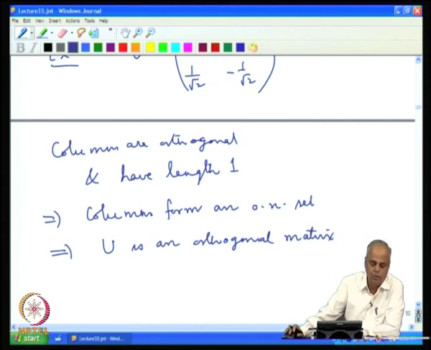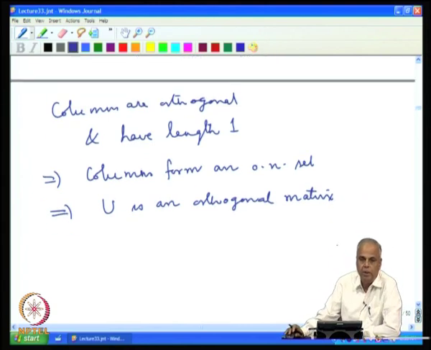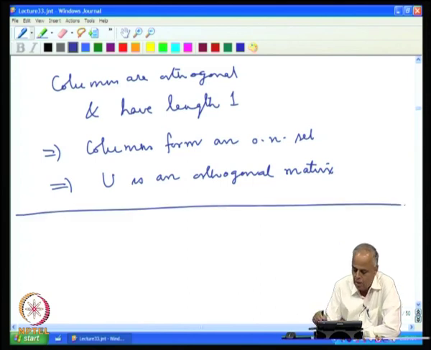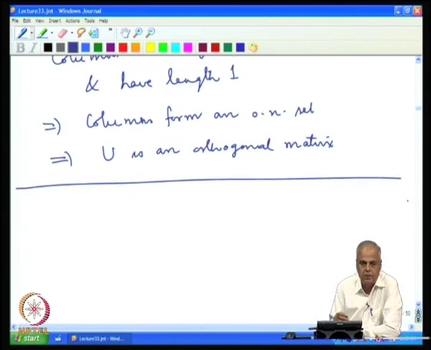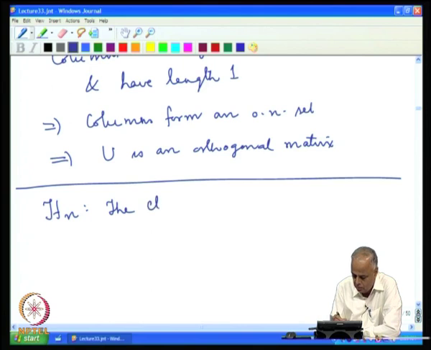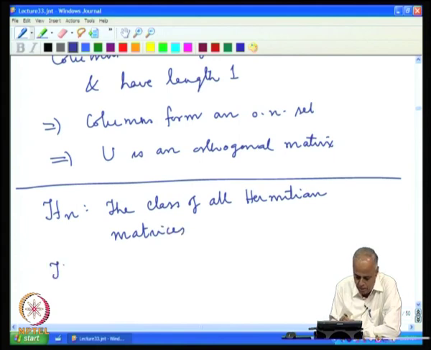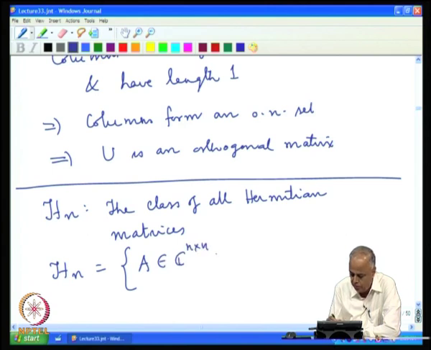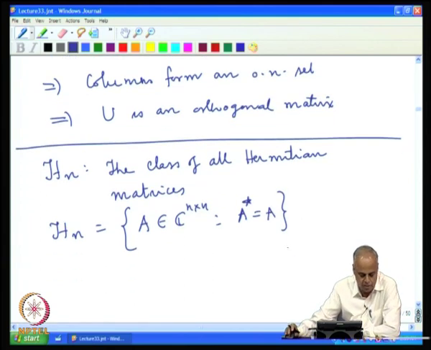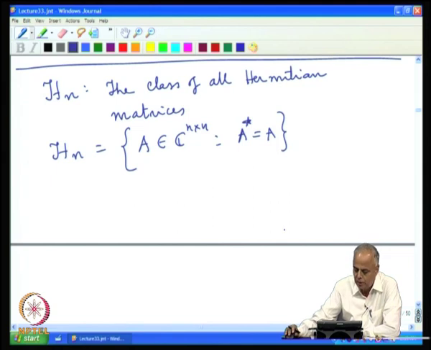So, these were two important notions that we introduced last time, namely the unitary matrix and the orthogonal matrix. And the most important class of matrices that we introduced was Hn, the class of all Hermitian matrices. Hn is the collection of all those complex matrices for which A star is equal to A. That is, they are self conjugate; they are their own Hermitian conjugate.